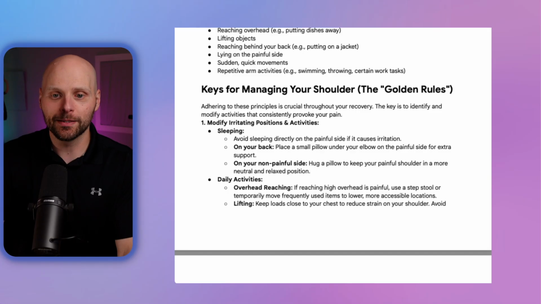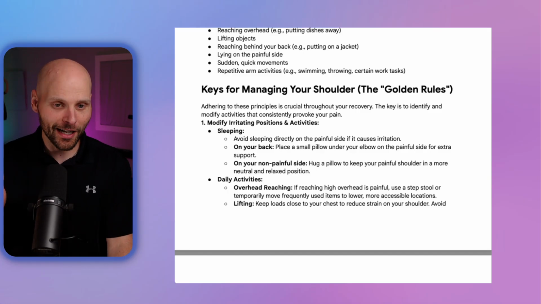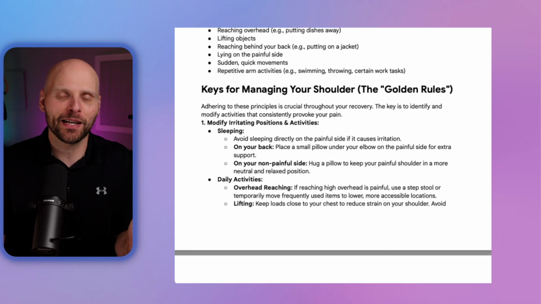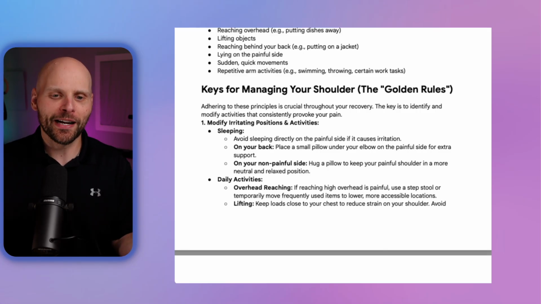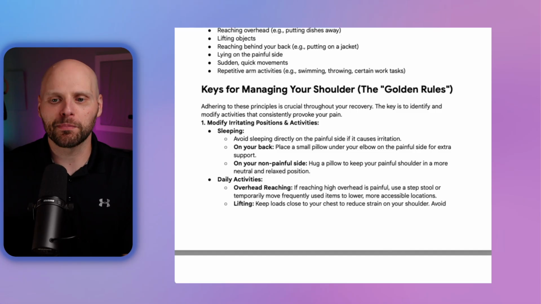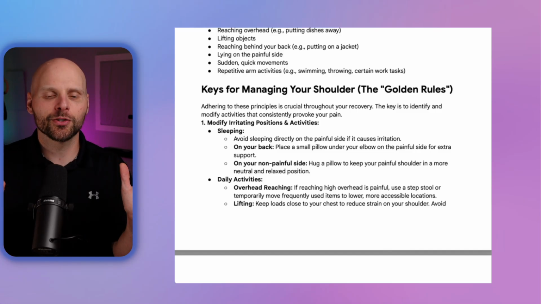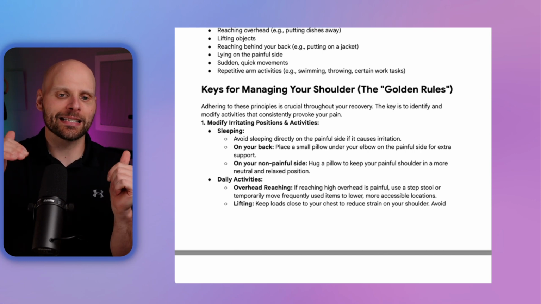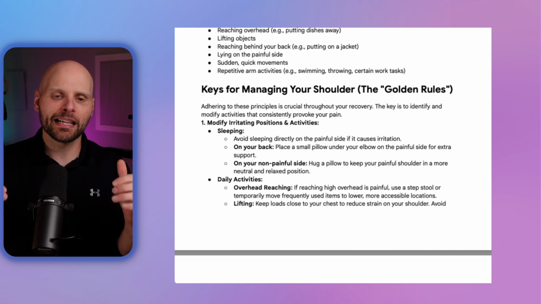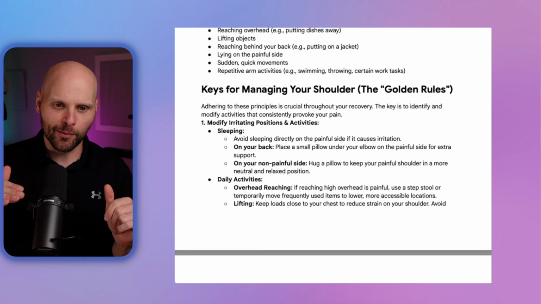And so the first one is modifying irritating positions and activities, right? So sleeping. If you're sleeping on your right side and you have right shoulder pain, then maybe sleeping on the left side is going to have to happen. Some people may say, oh, I can't do that. Well, we're going to have to make some adjustments, right? Or maybe you're on your back with a pillow under your elbow, just to alleviate some of that pain, because if we're constantly in pain, we're not really giving ourselves a chance to heal. So we need to calm it down and teach our body that, hey, it's okay. There's no current threat, and we'll build it back up.